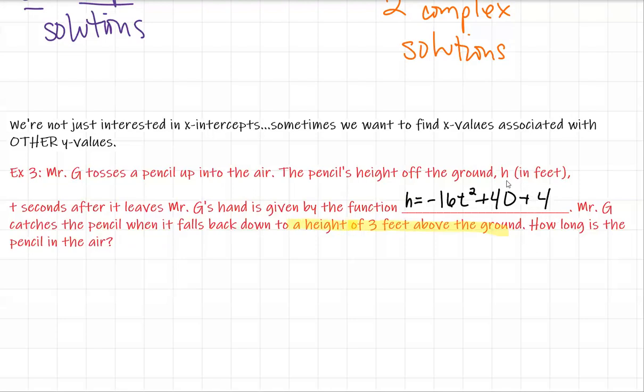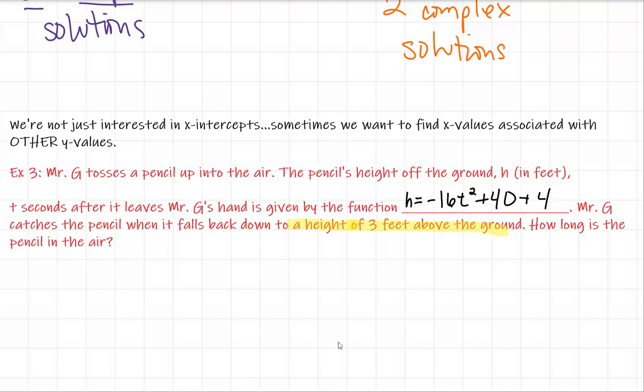All right, so I throw the pencil up and let it be in the air, and then I catch it when it's 3 feet above the ground. So what do I want to find out? I want to find out how long it took to leave my hand, do its ascent and then descent, and figure out when it came back down to a height of 3 feet.